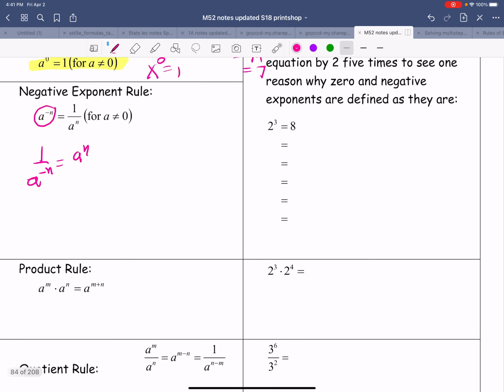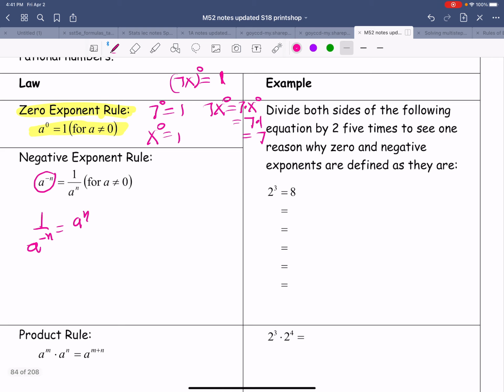So for example, how does that rule work out? Why is it that with a negative exponent, we can bring it to the denominator and make it positive? Let's think about powers of 2. 2 to the third power, 2 to the second power, 2 to the first power, 2 to the 0 power, negative 1 power, negative 2 power.